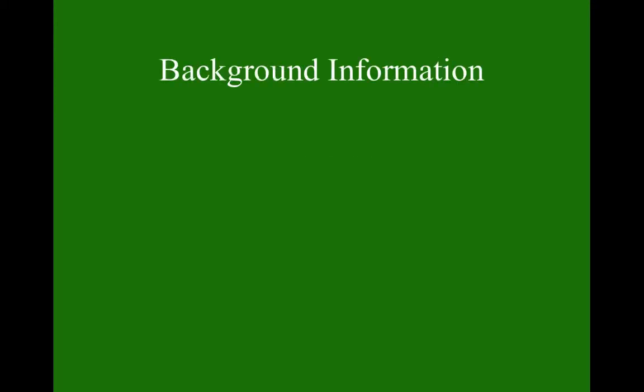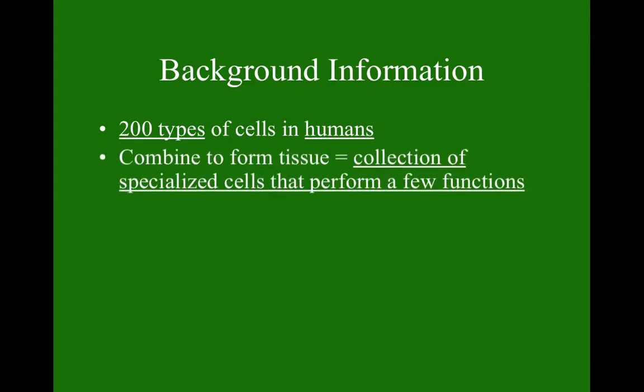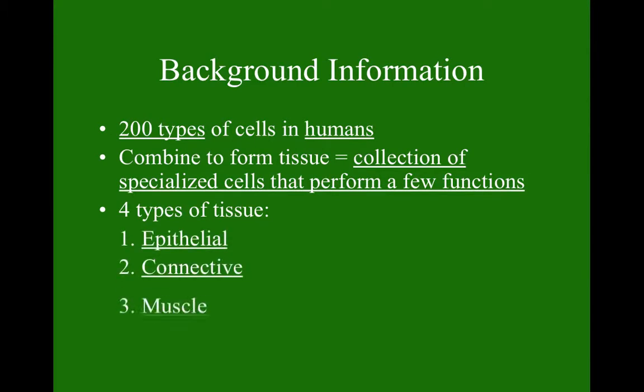tissues. We know there are about 200 different types of cells that exist within humans. And that's one level of study, the cells, and that's the one you're probably most familiar with. But if I take those cells and look at the functions that they perform, I can actually group them. So the cells combine to form a tissue, which is a collection of specialized cells that perform a few specific functions. And we only have 4 types of tissue in the body: epithelial, connective, muscle, and neural.